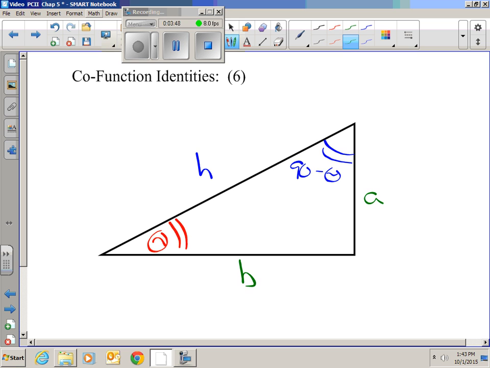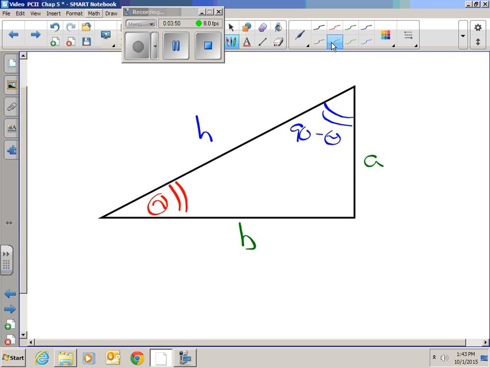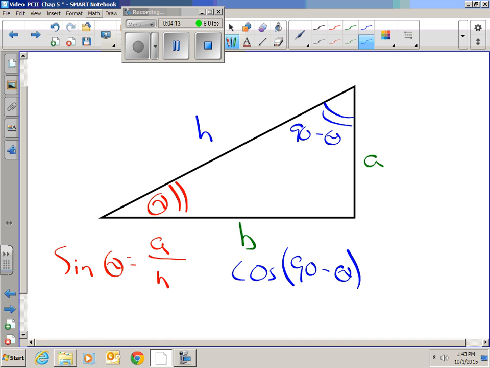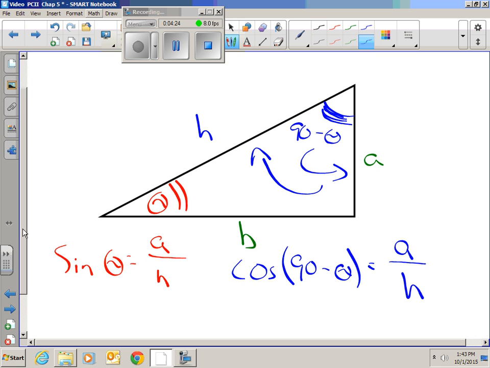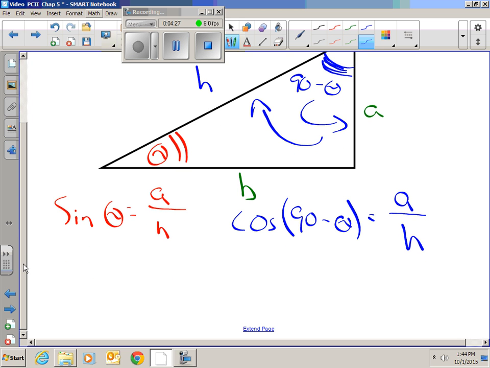Now let's notice here, in red, the sine of theta is equal to the opposite, which is a, over the hypotenuse, which is h. So sine theta is equal to a over h. Also note that the cosine of the complement of theta, which is 90 minus theta, the cosine of this angle up here is going to be the adjacent, which is still a, over the hypotenuse, which is still h. Notice that now sine theta is equal to cosine of 90 minus theta.